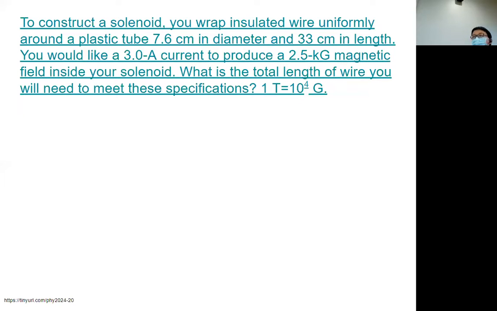So G stands for Gauss. It's also another unit for magnetic field. The conversion from the SI unit Tesla to Gauss is 1 Tesla equals 10 to the 4th Gauss. So you may see Gauss as a unit, but it's not an SI unit. So you're looking for the total length of the wire that you need.